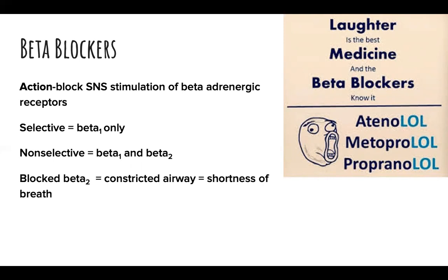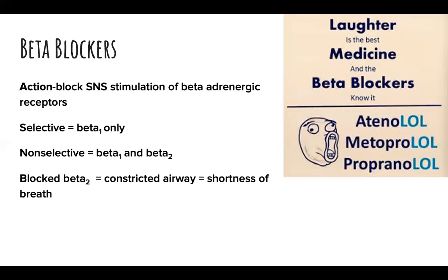Now what was beta 2? What are our beta 2 agonists? Our beta 2 agonists work on the lungs. Remember, one heart, two lungs. So if I have a beta 2 agonist, I'm going to see bronchodilation. If I have a beta 2 antagonist, what am I going to see? Bronchoconstriction. So that means our airways are actually getting smaller, which is concerning.